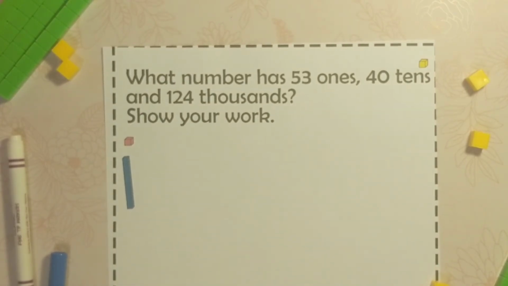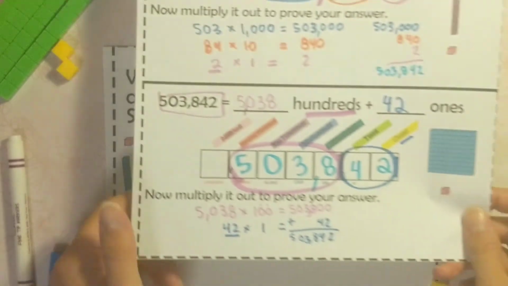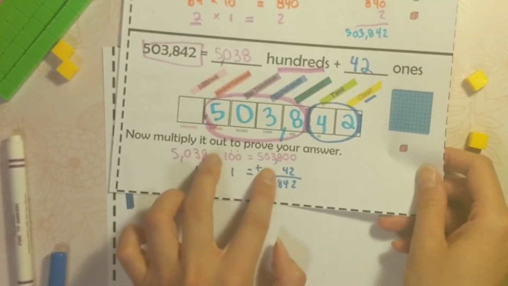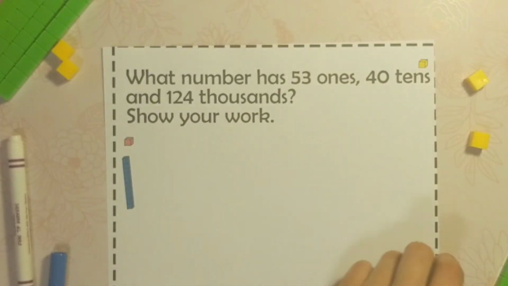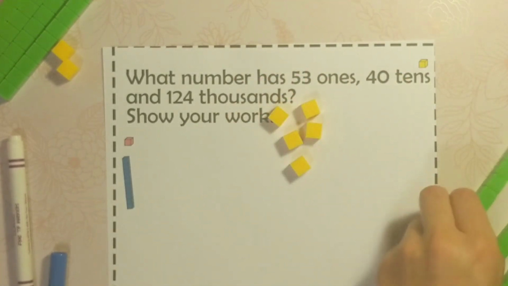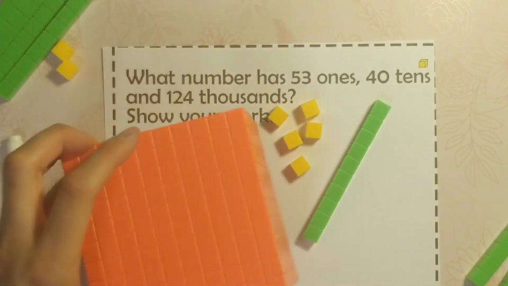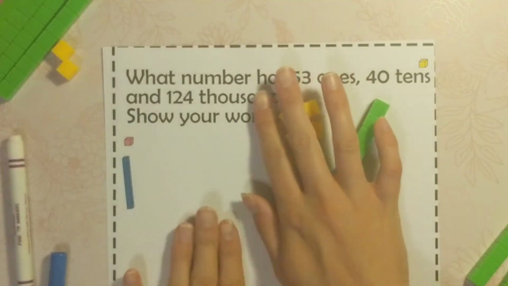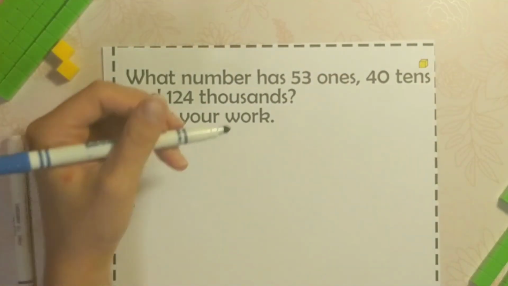So this one says, what number has 53 ones, 40 tens, and 124 thousands? All this is this part where we multiply out. We're just going to multiply this. So if we were working with 53 of these, and 40 of these, and 124 of these, what number would we get? Well, let's just do a little bit of multiplication.